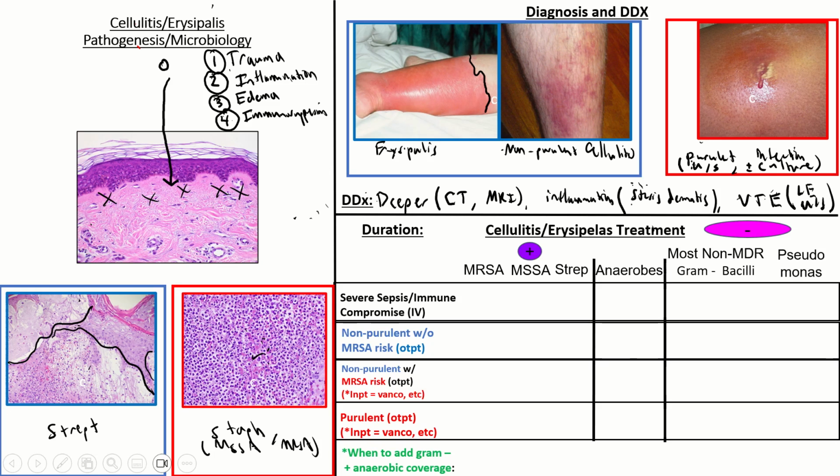So how do we treat these patients? Now, it kind of depends. So I think we'll start off with the sickest patients.